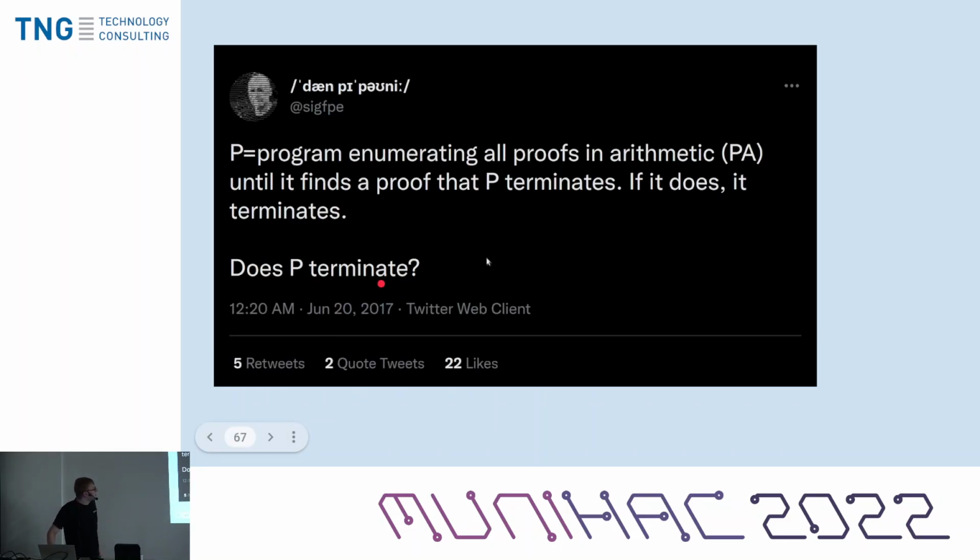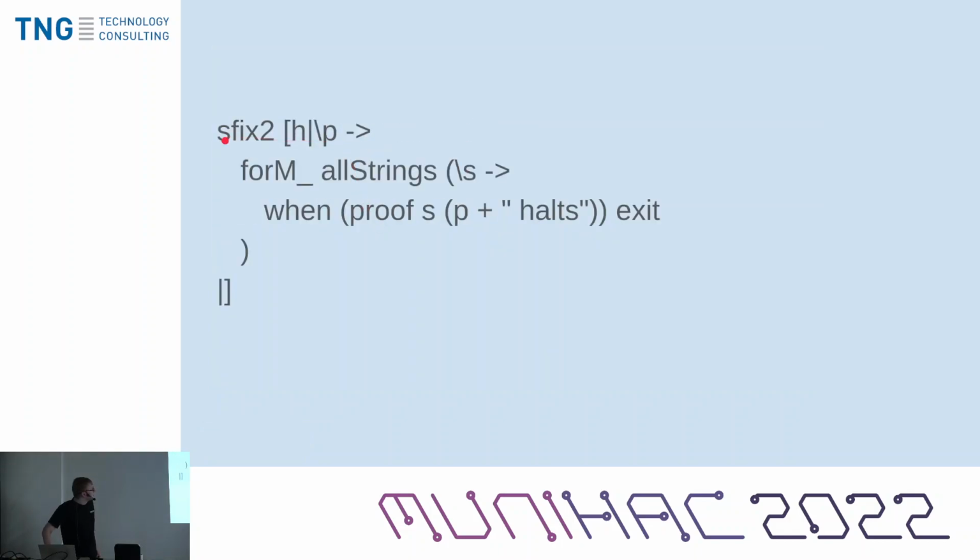So how do we write now this program P? Well, we can use sfix. This is now lambda P. So we are writing now a program whose source code is P, and it goes through every possible string.